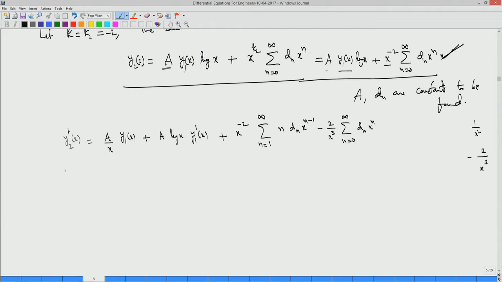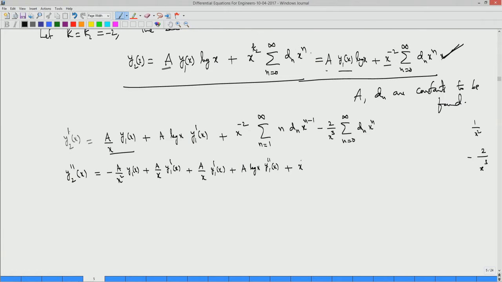So, this is your y2 dash, and now you need y2 double dash. The second derivative will be minus a by x squared y1 of x plus a by x y1 dash of x. I differentiated this term one more time. Now we do the second term: a by x y1 dash of x plus a log x y1 double dash of x. Then again one more derivative here.